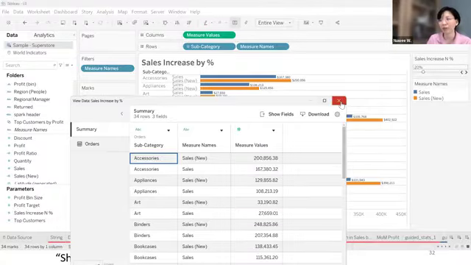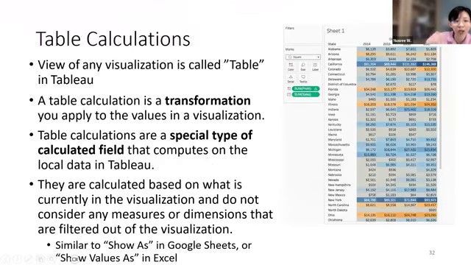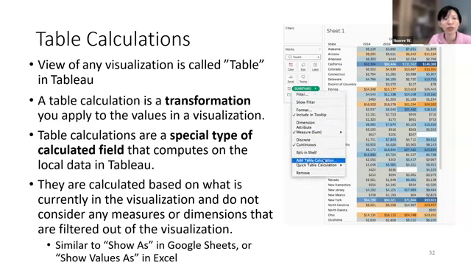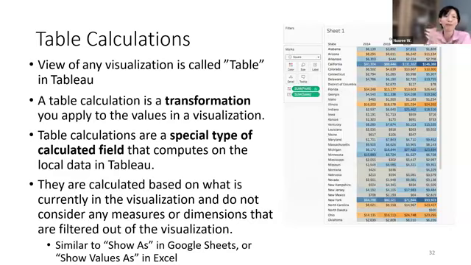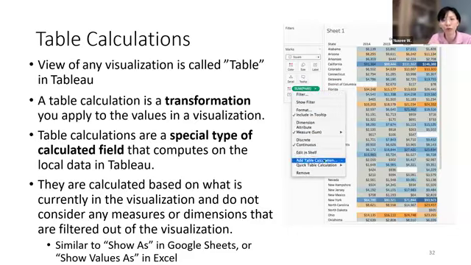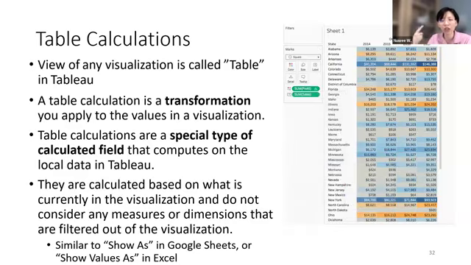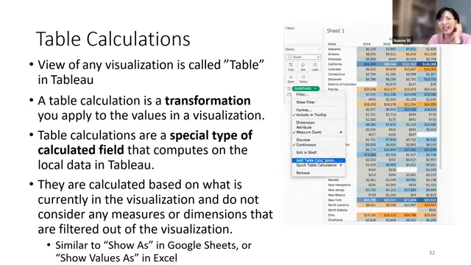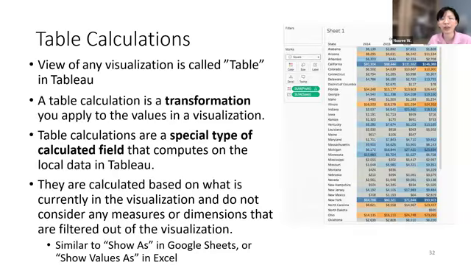This is a table. So if you want to calculate or transform the values in the view, we call this special type of calculated field table calculation. It means it top up when you calculate something or you put something in your view or your graph, your visualization, and you want to create another values, calculate something on top of them. We call it table calculation. This is more like the show as in Google Sheets or show value as in Excel.